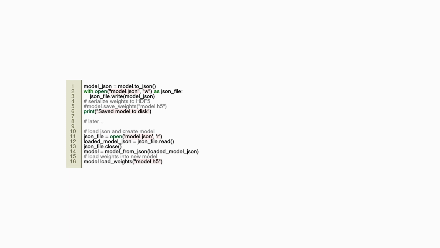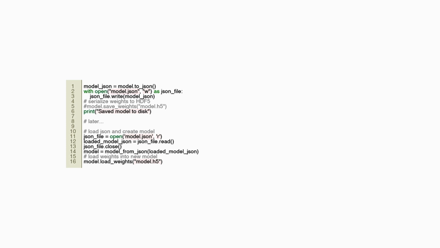This code is used to save and reload a model so that it can be used at a later time without needing to retrain it. First, the model is converted to a JSON string using the to_json function. Then, this JSON string is written to a file named model.json using the w flag to indicate that it is being opened for writing. This file will contain all the necessary information about the model's architecture, but not its weights.